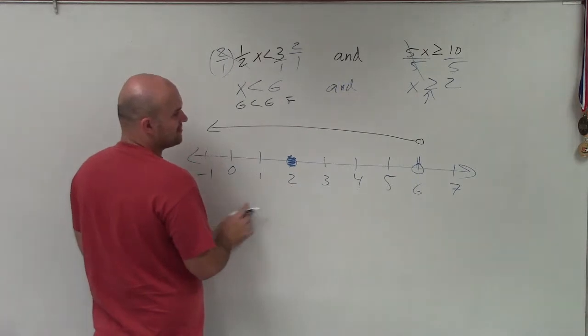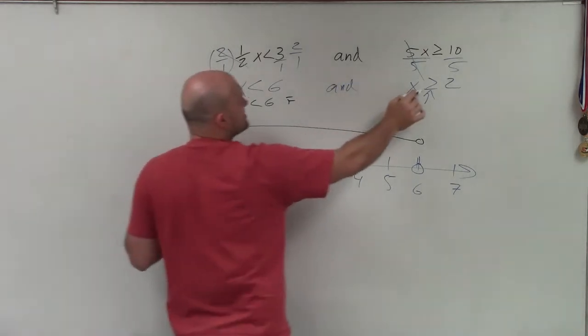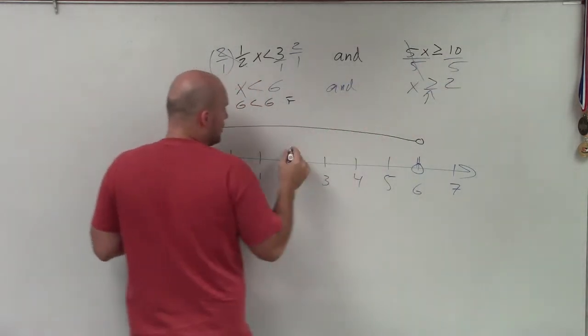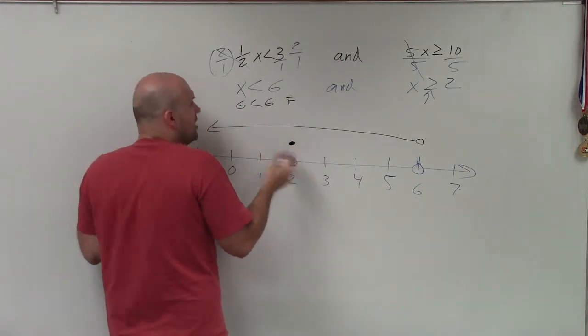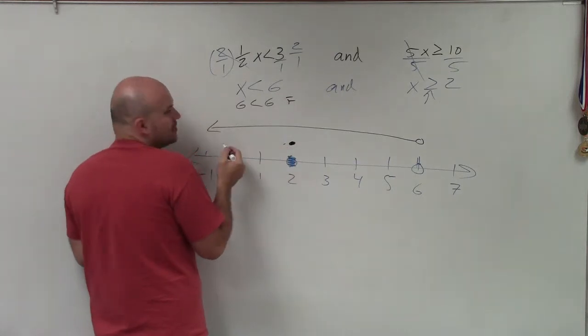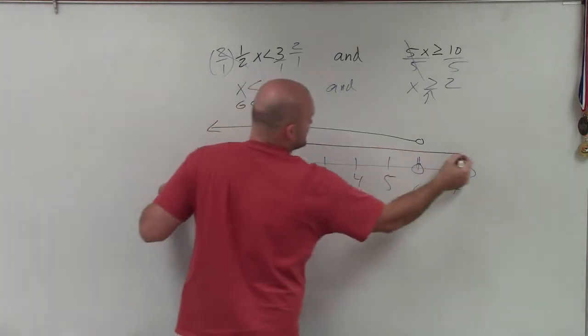Then we go ahead and graph this one. All numbers that are greater than or equal to 2. Well, if it's 2, it's part of the solution. But 1 and 0 are less than 2. So it'd be all numbers that are greater than.